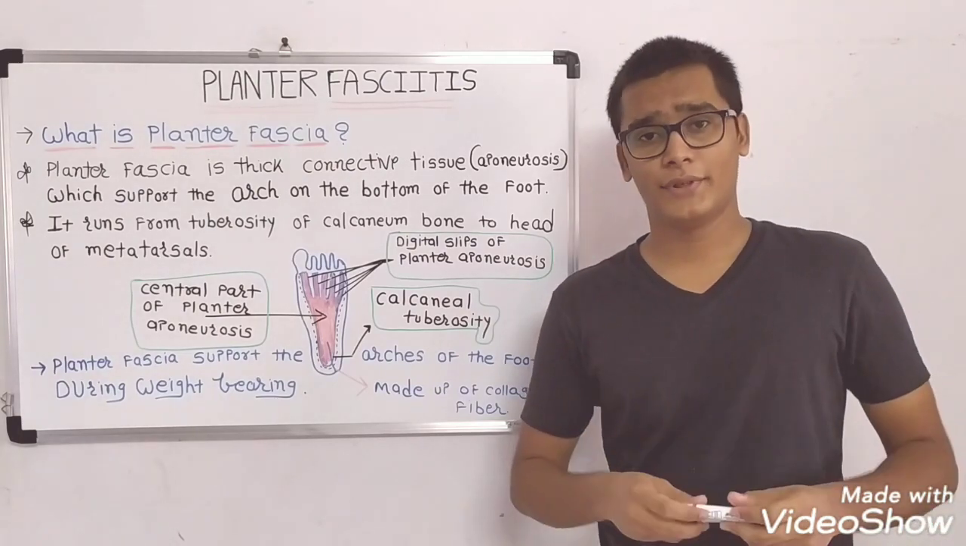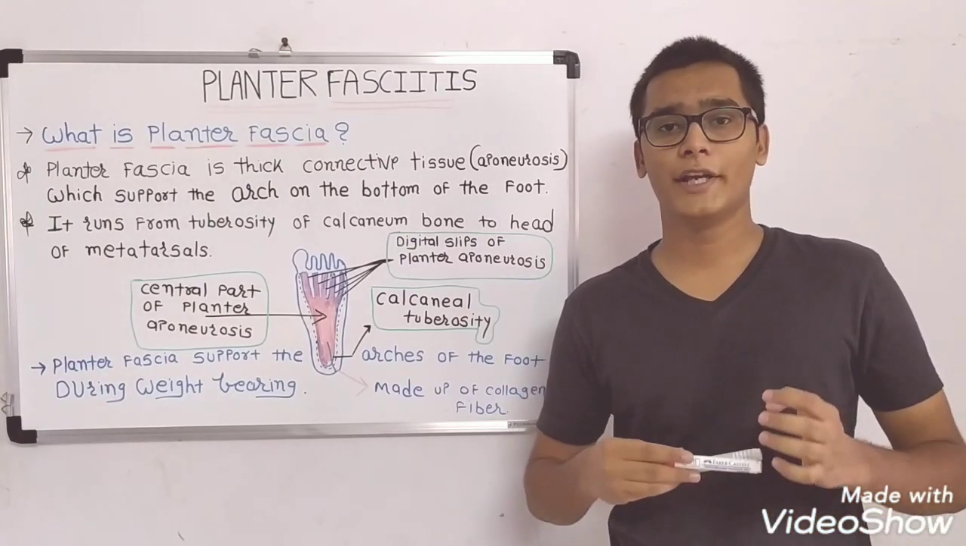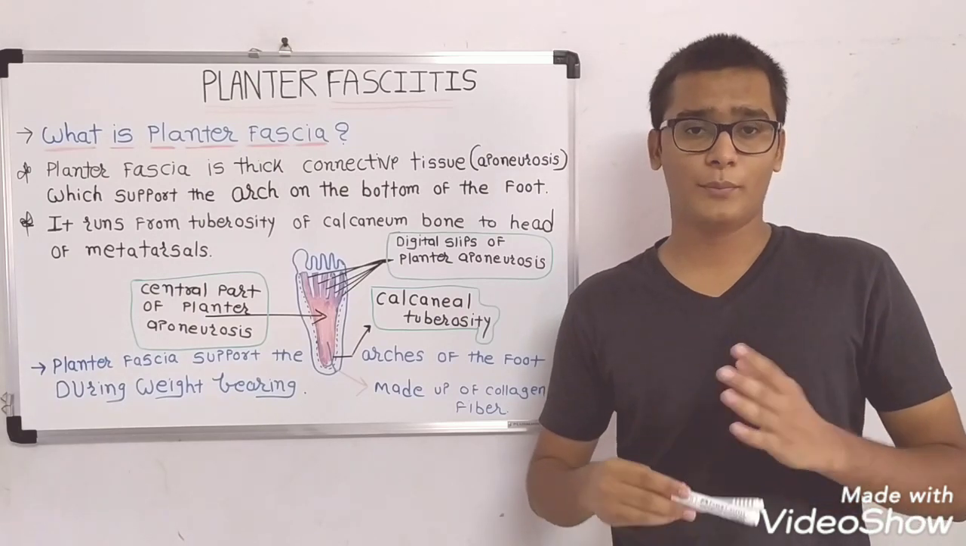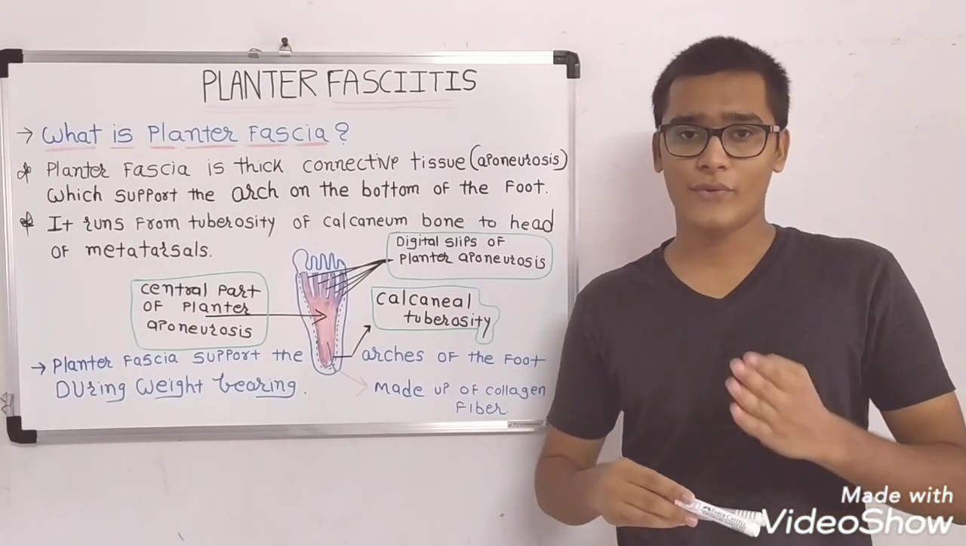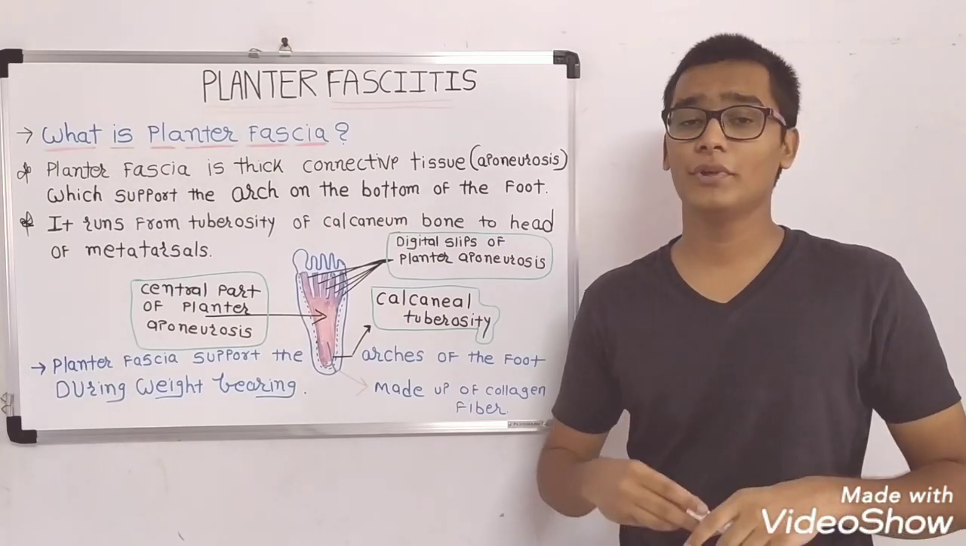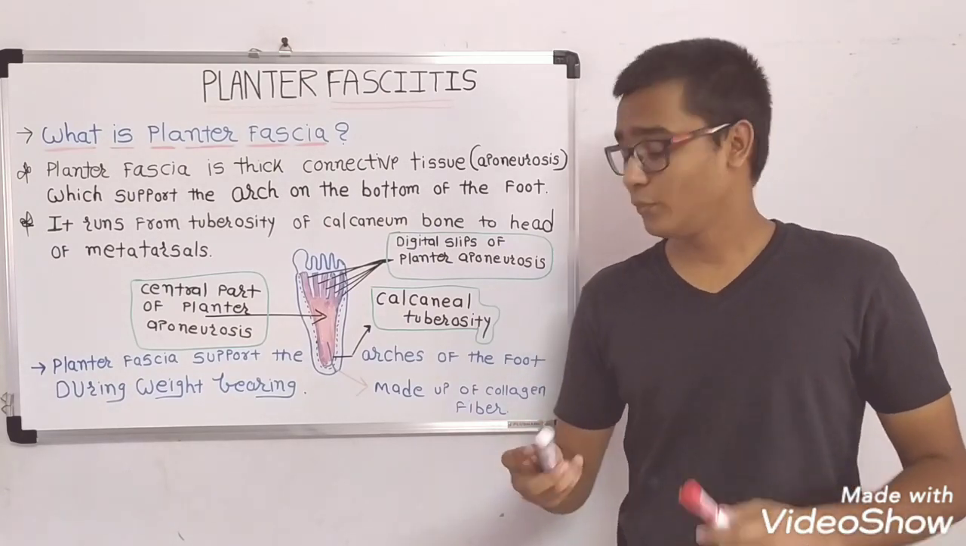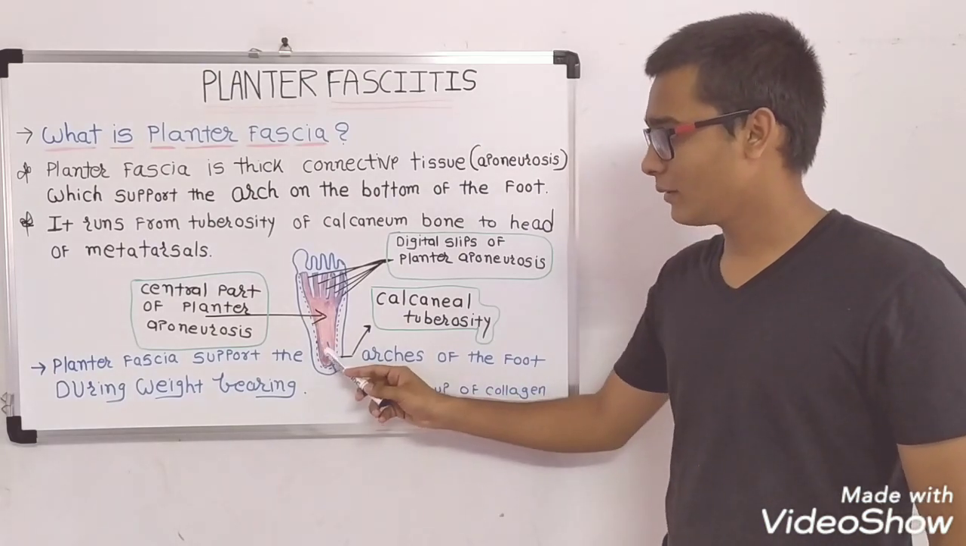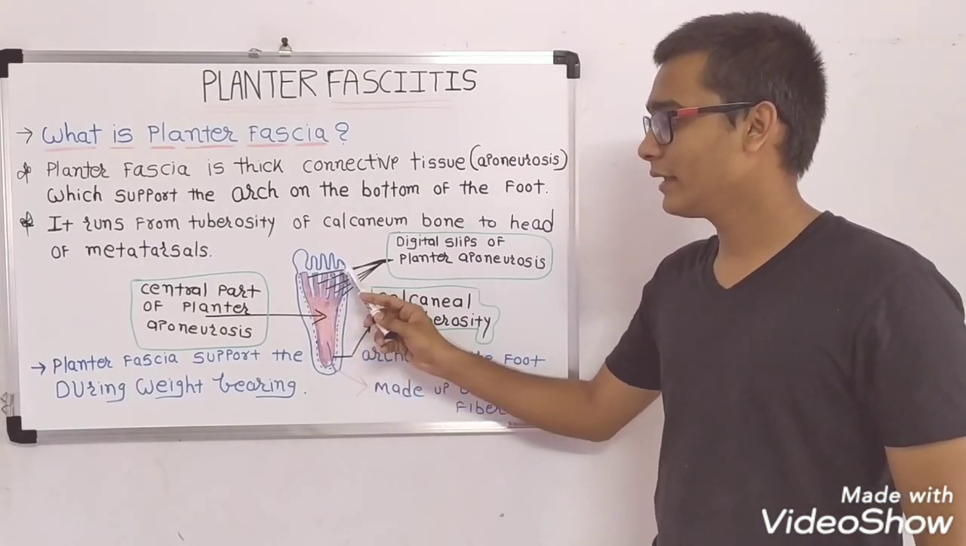So, what is the plantar fascia? Plantar fascia is made up of a collagen fiber. Plantar fascia is a thick fibrous band or thick connective tissue or thick aponeurosis which originate from the posterior rough surface of the calcaneum and end up on the metatarsal head.